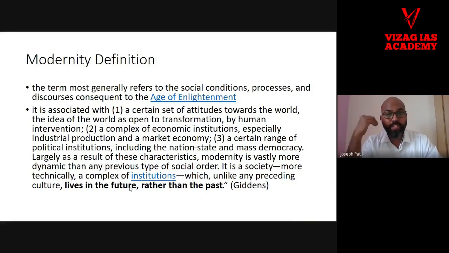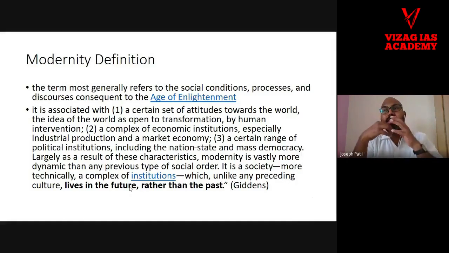Mass democracy is another political institution. I just discussed that. So, coming back to the definition, largely as a result of these characteristics, modernity is vastly more dynamic than any previous type of social order. It is a society, more technically, a complex of institutions which, unlike preceding cultures, lives in the future rather than the past. Now, there is a word that the second student, Shailaja, used when I asked what is modernity. She said this: it is the present as opposed to the past. You see how that is also part of the definition.